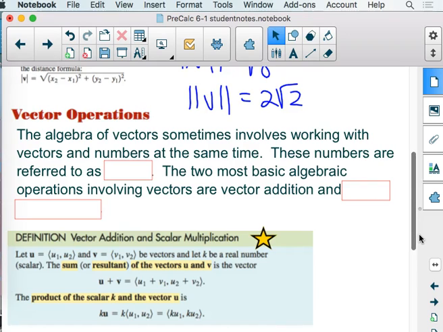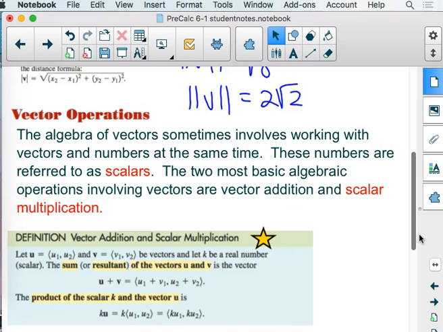The algebra of vectors, pardon me, sometimes involves working with vectors and numbers at the same time. Those numbers are referred to as scalars. So if we want an equivalent and parallel vector, but longer, we need a different magnitude. All we do is multiply it by a scalar. The two most basic operations we use with vectors are vector addition, very basic, add the x's, then add the y's, and scalar multiplication, just multiply everything by a scalar.